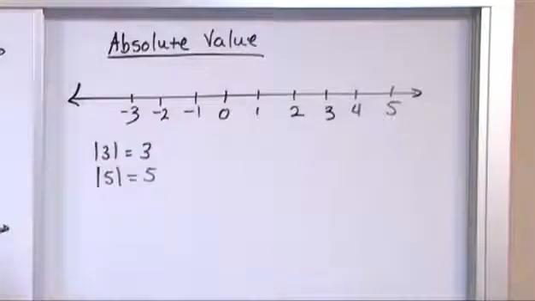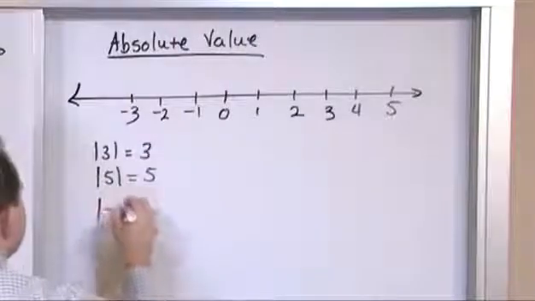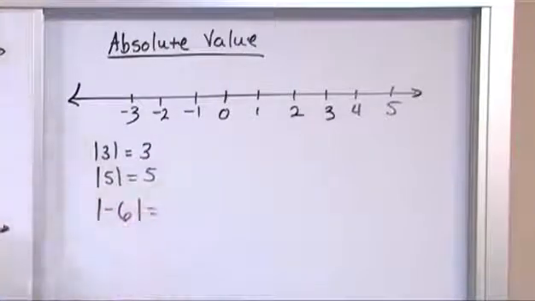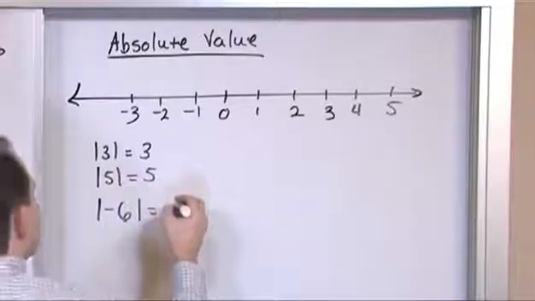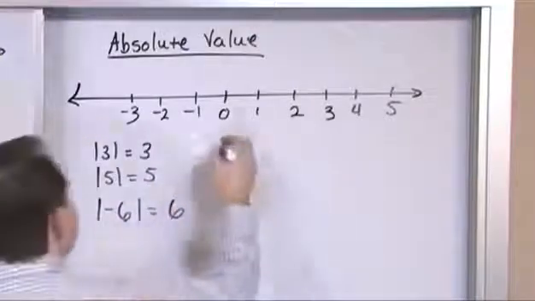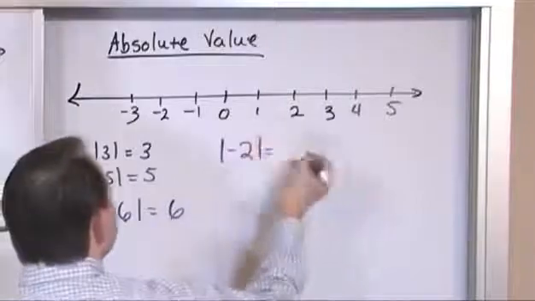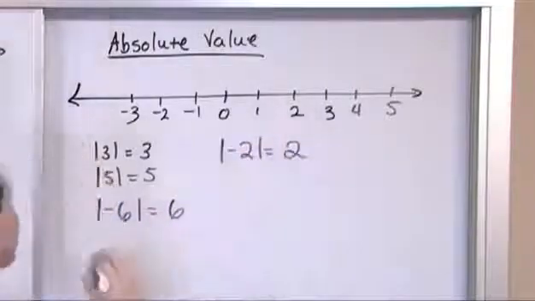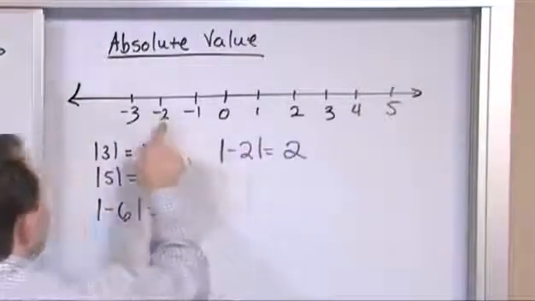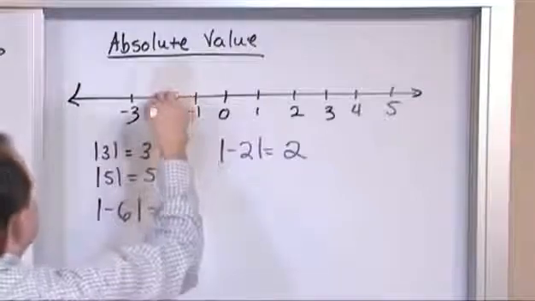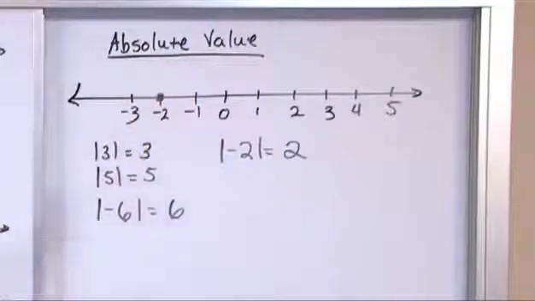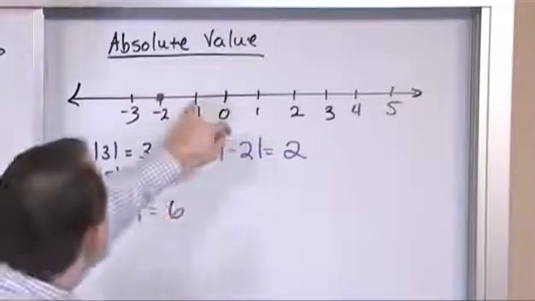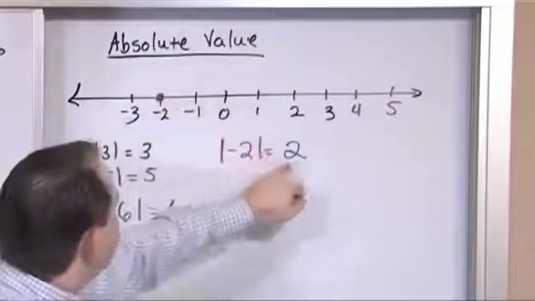So you say, well, this is silly. Why are we even learning this? Well, the absolute value of -6 is equal to what? It's equal to 6. The absolute value of -2 is equal to what? It's equal to 2. And the reason is because if you look at -2 here, how many distance units is that away from 0? It's 1 distance unit, 2 distance units away from 0.